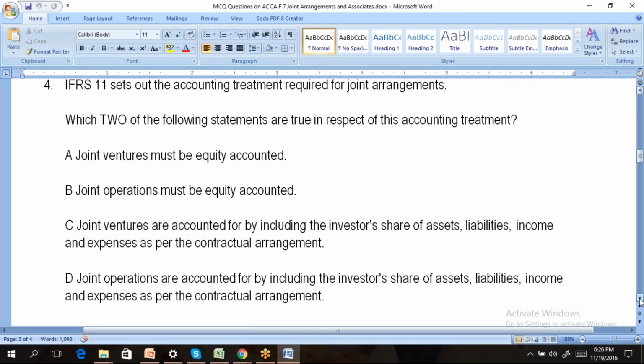Joint venture is always equity accounted. Joint operations, we go by the proportion of shares, assets, liabilities, all that. Joint operations is never equity accounted. Joint ventures are never in share of assets and liabilities. Joint ventures are always equity accounted. Joint operations are always share of assets, liabilities, etc. So A and D should be the right answers.